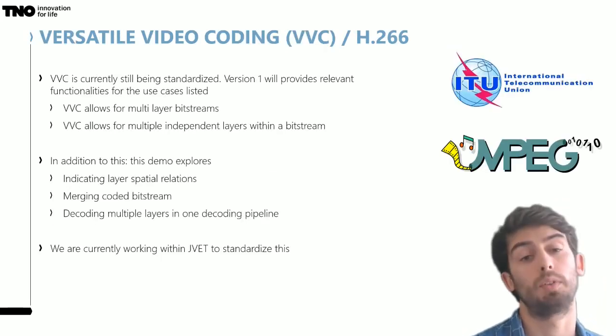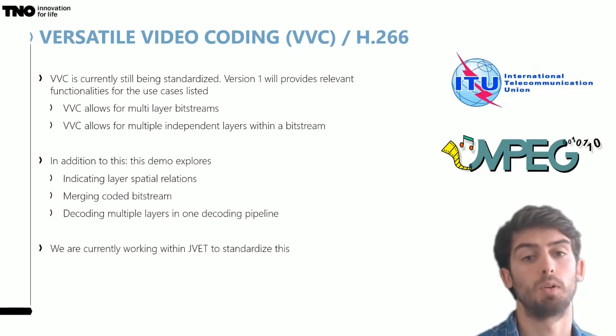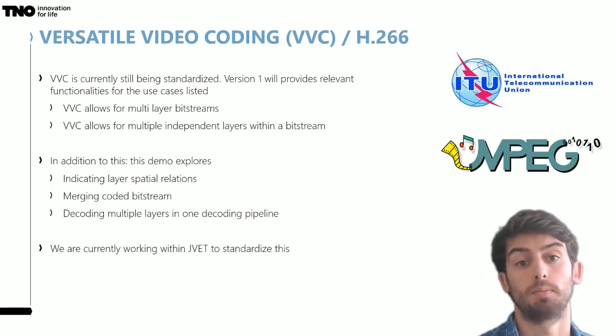Versatile video coding, VVC, or H.266, is currently being standardized by the JVET group, which is run by ITU and MPEG. It has a lot of different functionalities, and the main ones that are important for this demo are that you can now have multiple layers within one bitstream, and you can have independent layers within a bitstream. What we've done is we've explored how to indicate the spatial relations between these layers, how to decode these layers with one decoder, and how we can then assemble the output in a decoder. As a side note, we are also working in JVET to get this standardized.